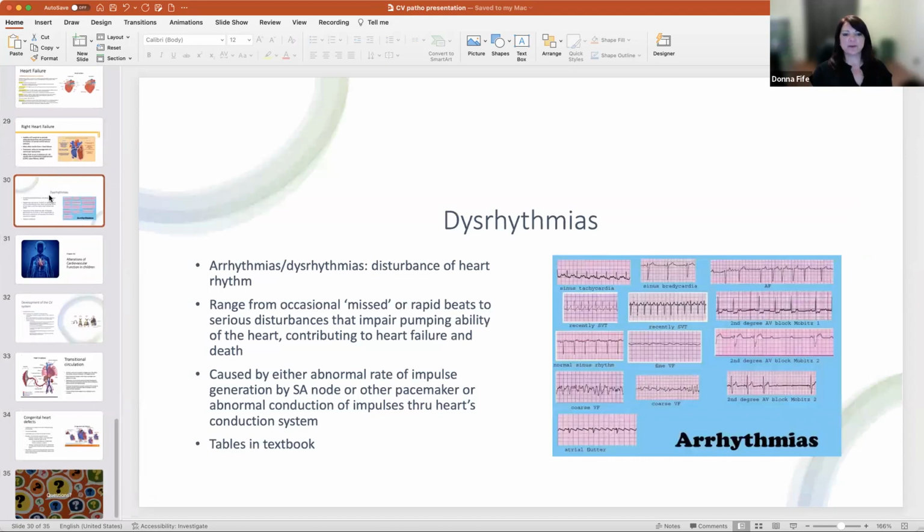Dysrhythmias, arrhythmias are also called dysrhythmias. These are disturbances of heart rhythms. They range from occasional missed or rapid beats to serious disturbances that impair pumping ability of the heart, contributing to heart failure and death. These can be caused by either an abnormal rate of impulse generation by the SA node or other pacemaker, or abnormal conduction of impulses through the heart's conduction system. There are tables in the textbook that have more on dysrhythmias.